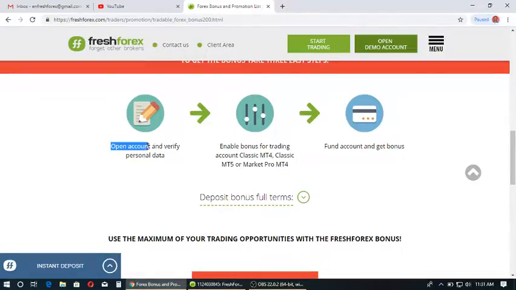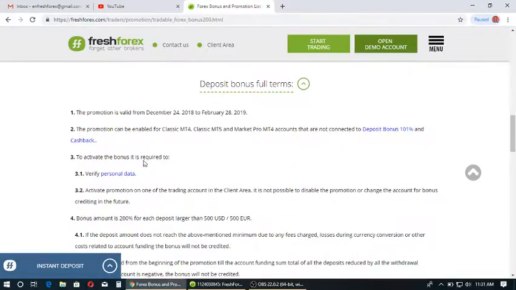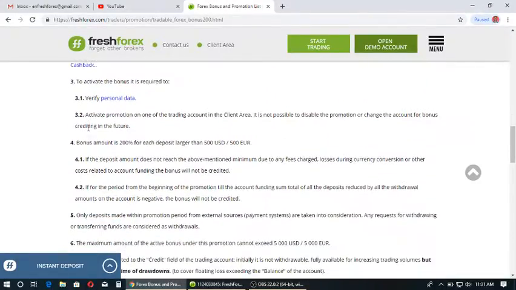You need to open an account, verify the personal data, and then the account which you've opened has to be either Classic MT4, Classic MT5, or Market Pro MT4. Then fund the account, and then you get the bonus. To read the other terms, I know they are here. We have them all below.